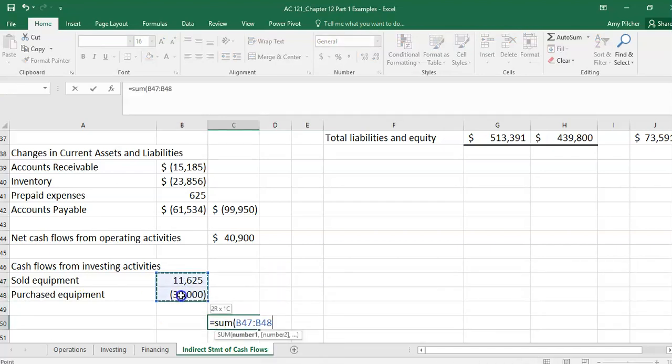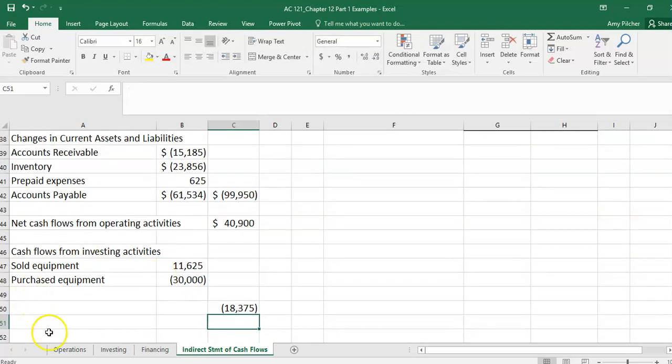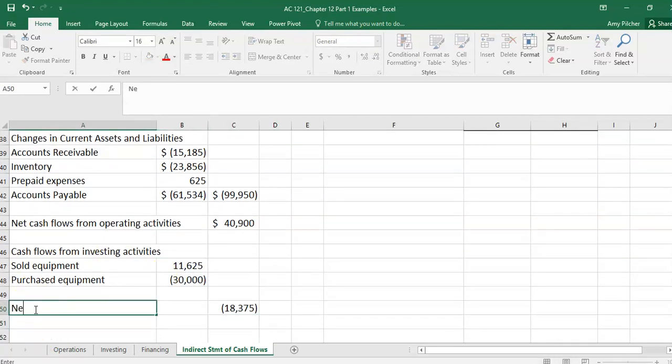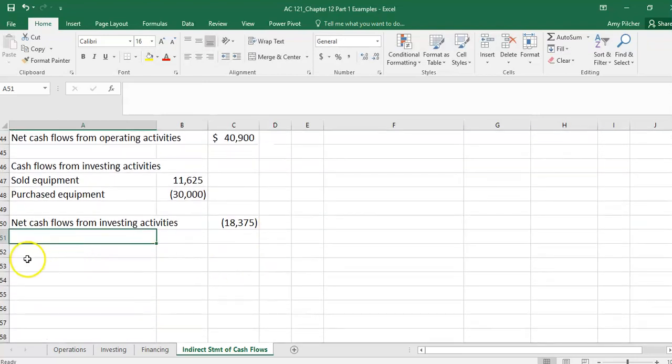We add those together, and that gives us our net cash flows from investing activities. The last section is the cash flows from financing. So remember, this is where notes payable, stock sales, or purchases of our own stock, and dividend payments are put.